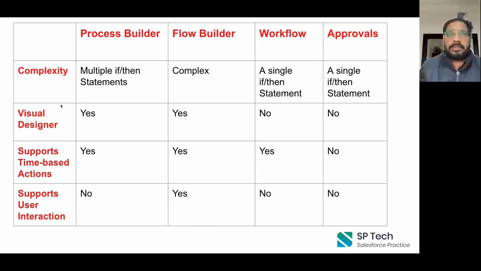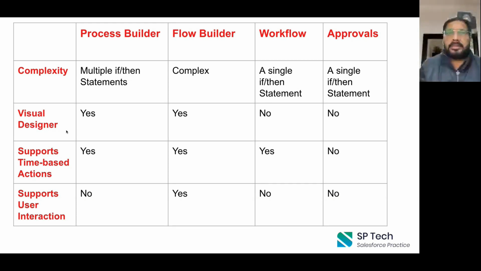First is complexity. On the basis of complexity, Flow Builder is the most complex. Others are simpler, because in Process Builder you can have multiple if and else statements, while in workflow and approval you can have a single one. But in Flow Builder you can go beyond that, so you can apply any number of combinations in flow. It is more complex compared to the others.